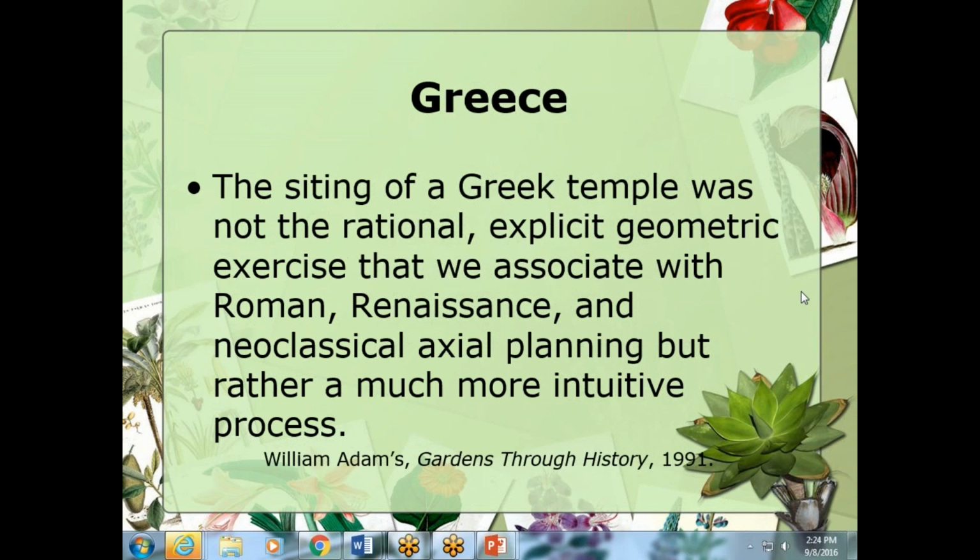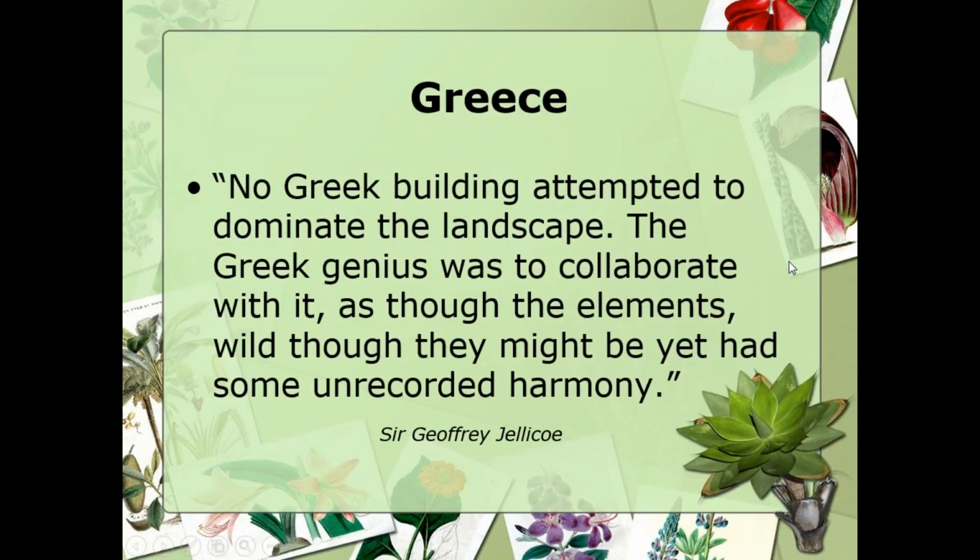The siting of the Greek temple was not the rational, explicit geometric exercise that we associate with the Roman Renaissance and neoclassical axial planning, but rather a much more intuitive process. No Greek building attempted to dominate the landscape. The Greek genius was to collaborate with it, as though the elements, wild though they might be, yet had some unrecorded harmony. Which is really nice.